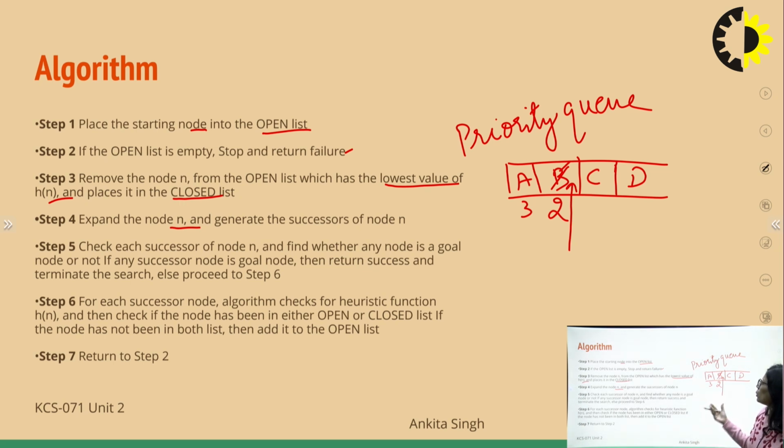Otherwise, we will again repeat the process of finding the heuristic value of C and D. Suppose C is 5 and D has 1. So now our open list will have 3 nodes. We will choose D again, the lowest heuristic value. Similarly, this process will be repeated again and again till we get the goal node. If we cannot find the goal node, we will have to return failure.